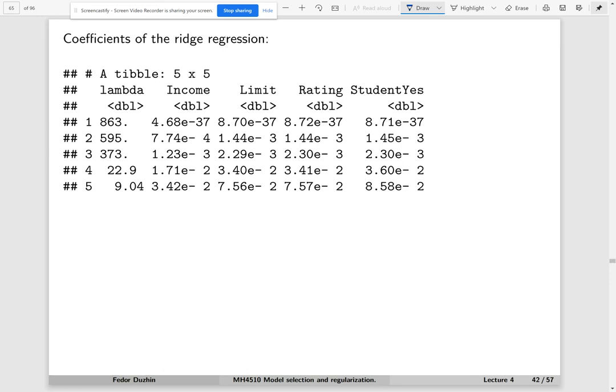So this is some sample of coefficients of ridge regression. So notice that if lambda is large, then the coefficients become extremely small. Well, minus 37 essentially means that it's almost 0. But if lambda is not so large, the coefficients are kind of small. They're not exactly 0, but they're kind of small. And the bigger lambda is, the bigger these coefficients become.